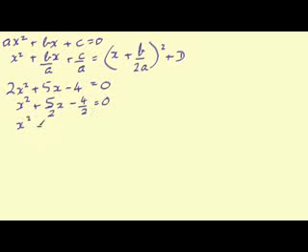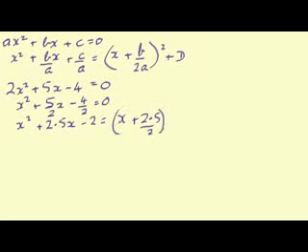Just working this out, 5 over 2 is 2.5, and minus 4 over 2 is minus 2. And if we put this equation into our completing the square format, we get x plus 2.5 over 2 squared plus d. Now, just simplifying this, 2.5 divided by 2 is 1.25. So it's x plus 1.25 squared plus d.